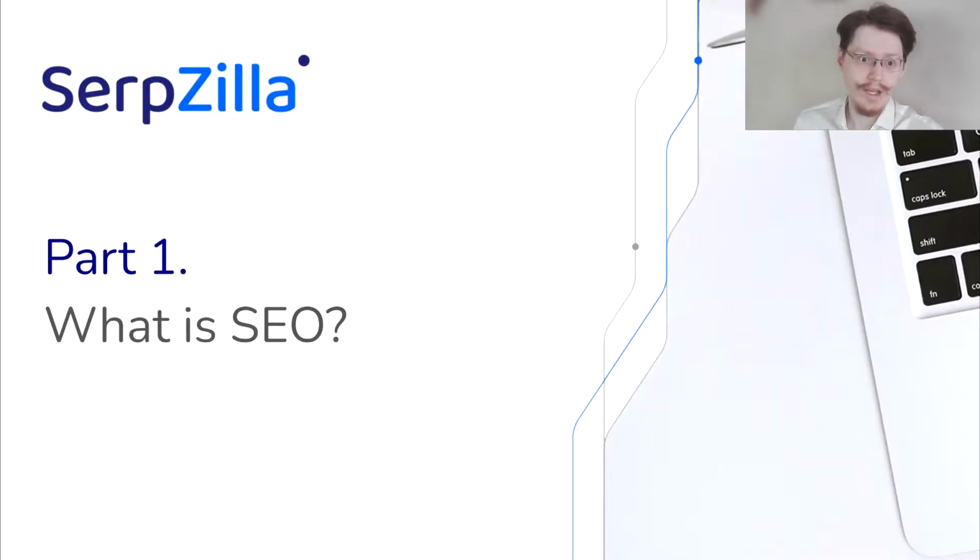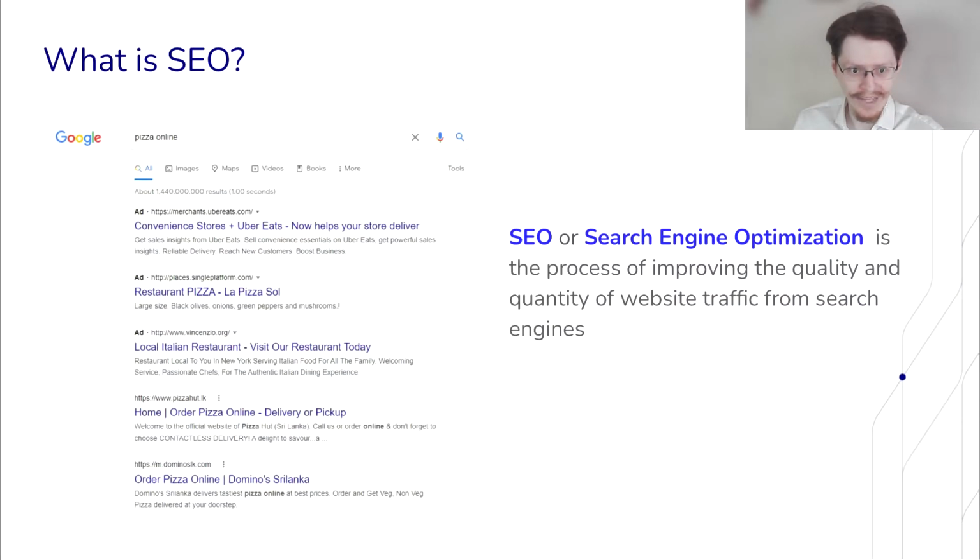Let's begin. We'll start with an introduction to SEO. What is SEO? SEO, or Search Engine Optimization, is the process of improving the quality and quantity of website traffic from Google, from search engines. Basically, what does that mean?